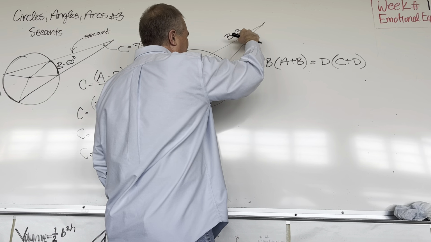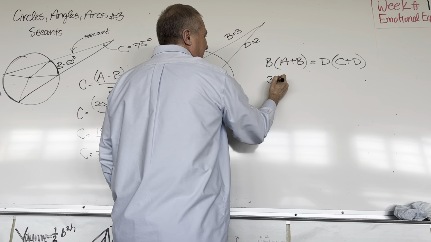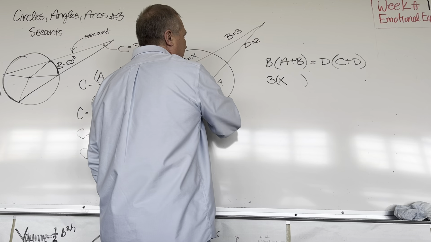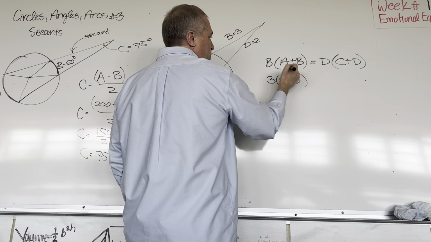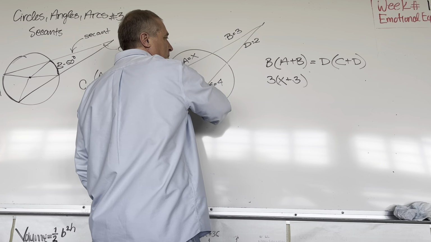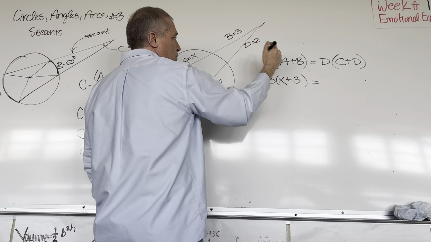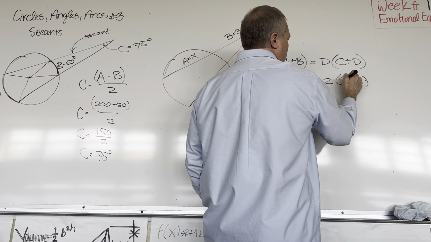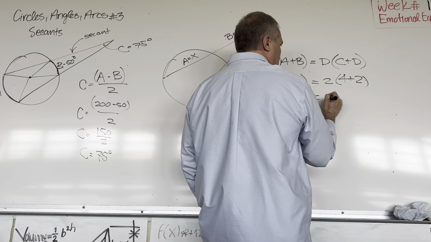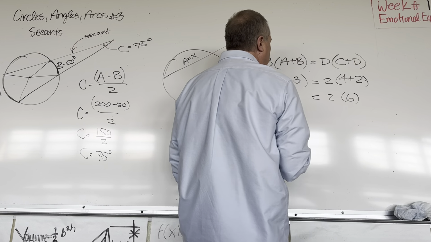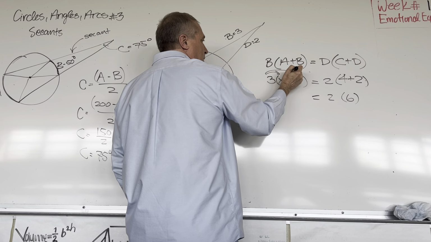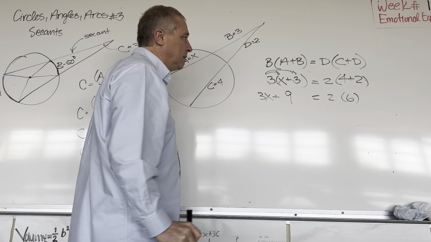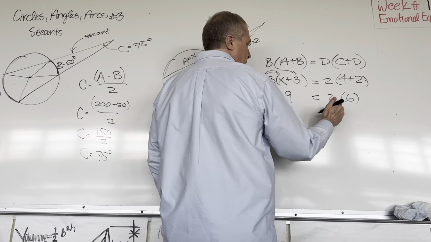All right. So B equals 3, so we're going to put a 3 here. We're going to call this an X. We'll put that in for A because we don't know. And then it's being added back to B, because X plus 3 is the total length of this secant. D in this case is 2. C is 4, plus the 2 again. 4 plus 2. What is 4 plus 2? 6 times 2. If we distribute this here, 3 times the x is 3x, plus 3 times 3 is 9. 2 times 6 is 12.